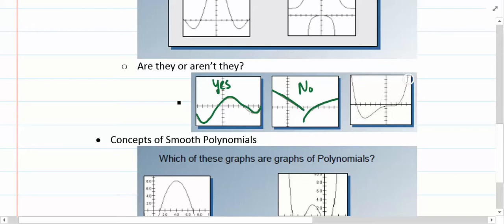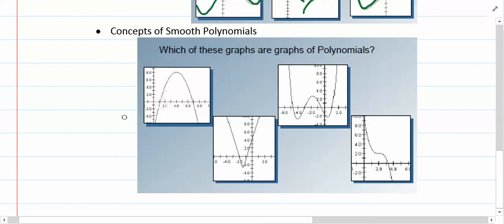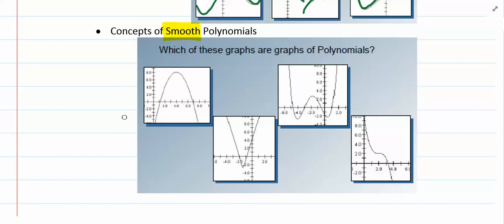What about this example here? Is this continuous? Yes, it is. So therefore, it would model a polynomial. Now, we can have continuous graphs that are not polynomials. Each of these four examples are continuous. I can draw each of them without lifting my pencil. But if I tell you that a polynomial must be smooth, then that should tell you that at least one of these pictures is not a graph of a polynomial.